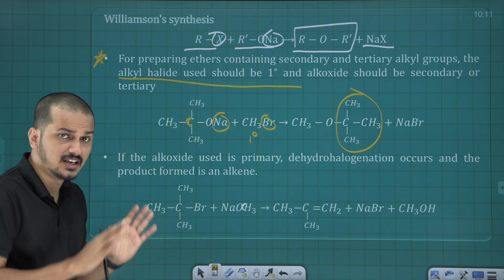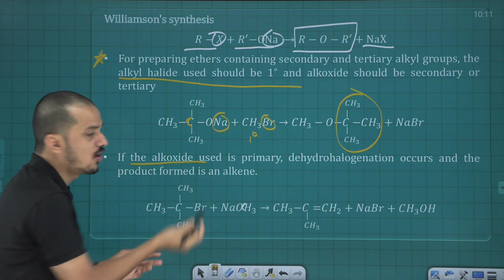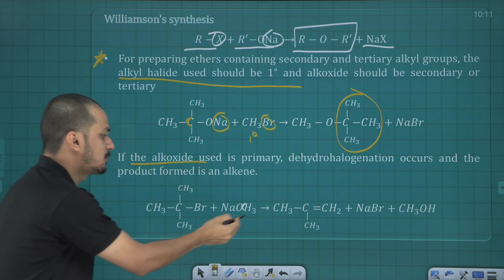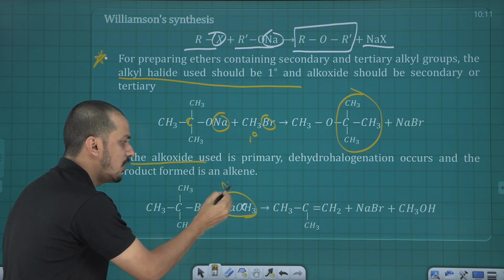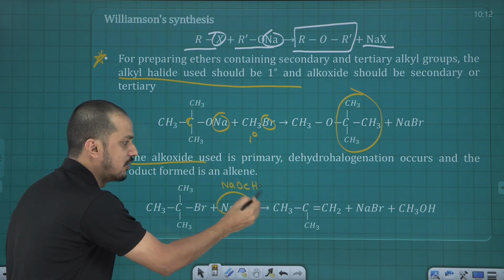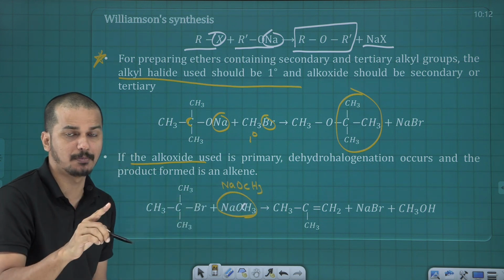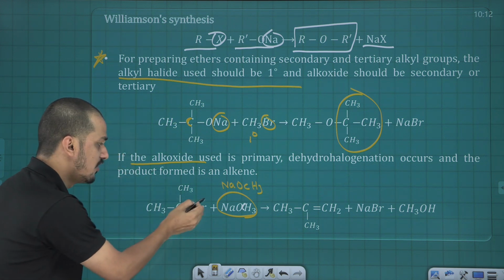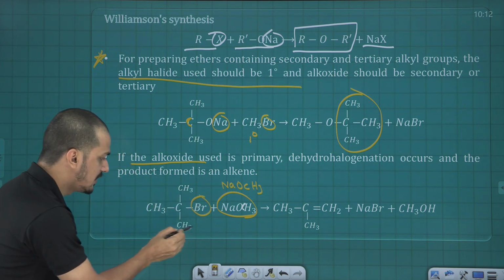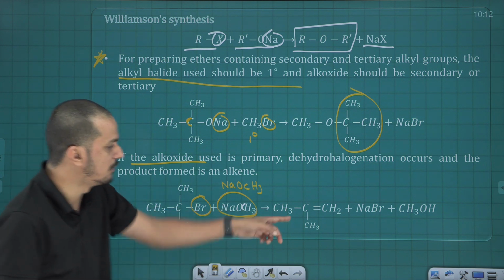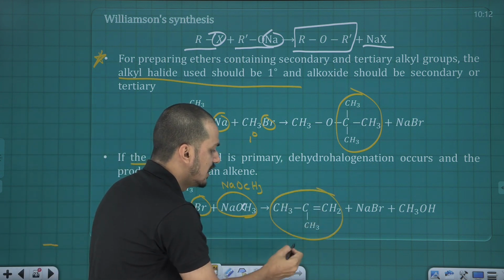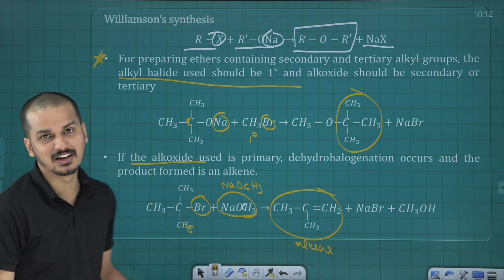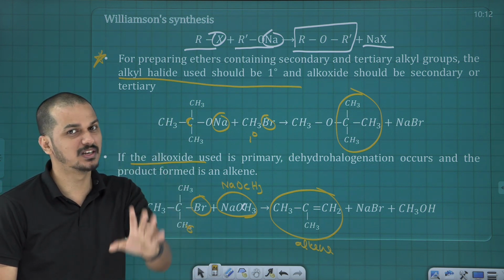And if the alkoxide used is primary, for example NaOCH3, just the opposite: elimination will take place. From here the halogen will go, from here hydrogen will go, and in between the double bond will come. So you will get an alkene. Elimination will take place. That idea you have to keep in mind.